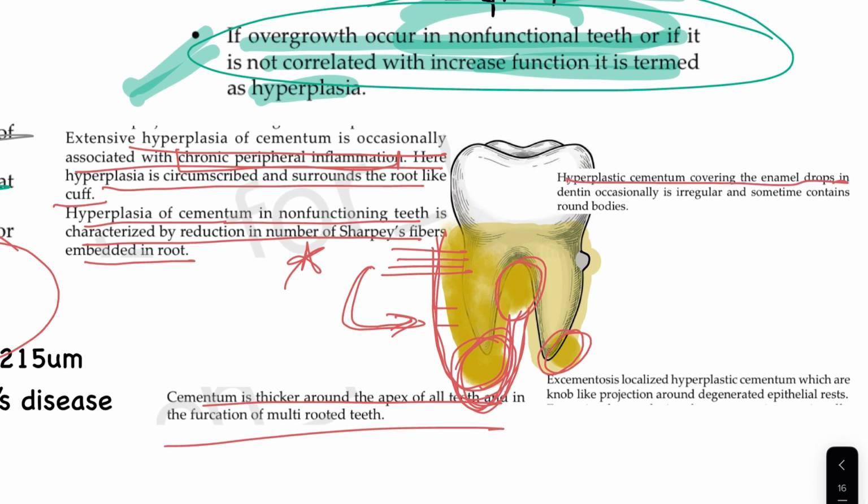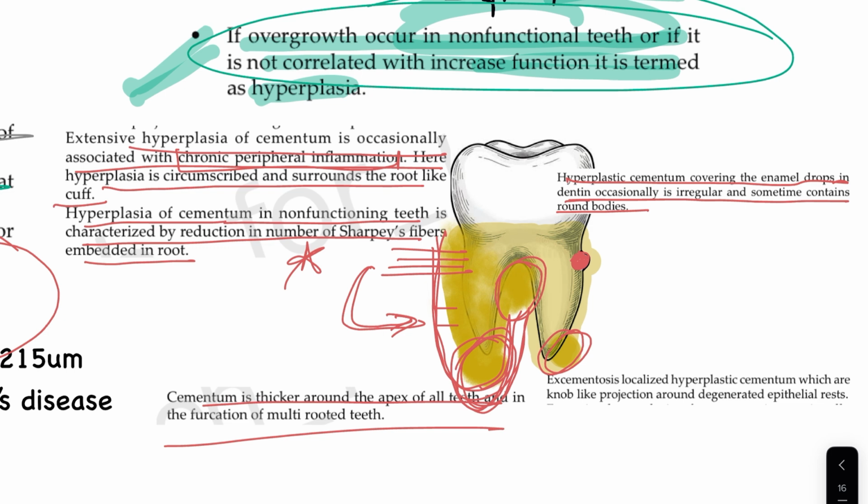Hyperplastic cementum covering enamel drops in dentine occasionally is irregular and sometimes contains round bodies. If you know what enamel drops are, these are just tiny droplets or tiny structures of enamel that are accidentally formed on dentine sometimes. So maybe some enamel epithelium was accidentally present over here and it forms enamel over the dentine.